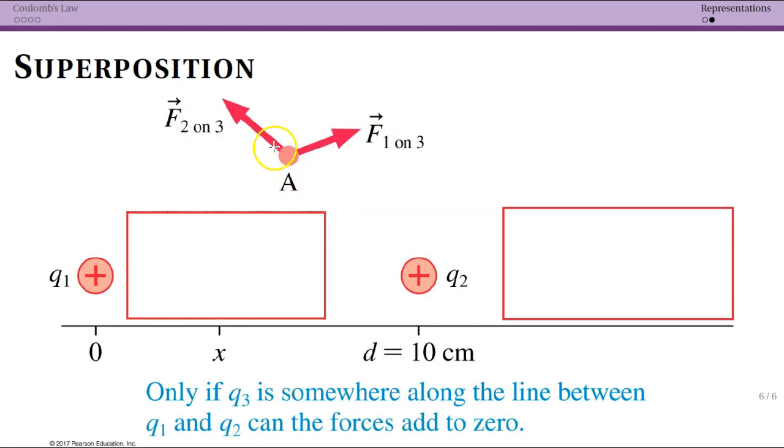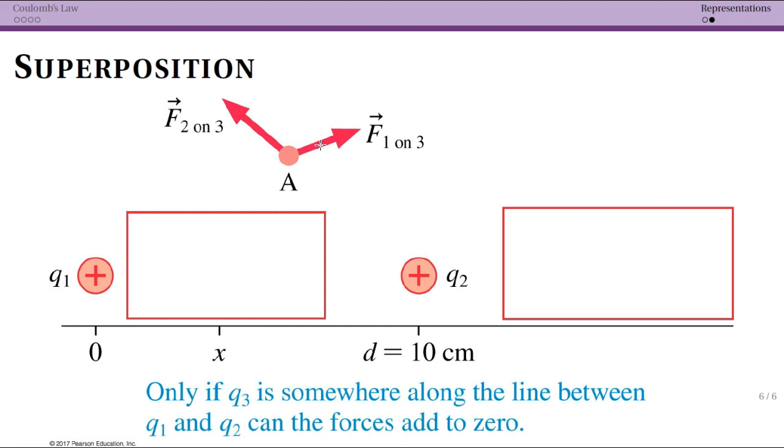Let's place a charge here. This charge is going to be labeled A. We're calling it charge 3, Q3, because we already had 1 and 2. This arrow represents 2 on 3. This arrow represents 1 on 3.